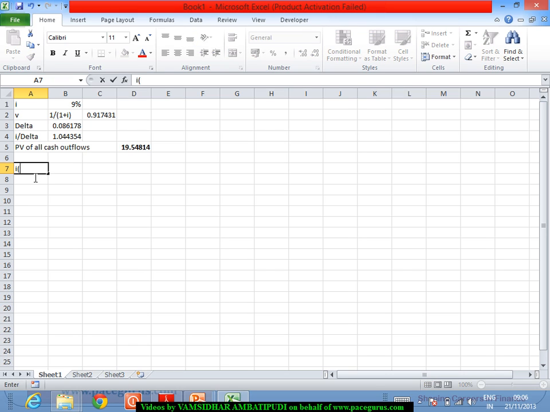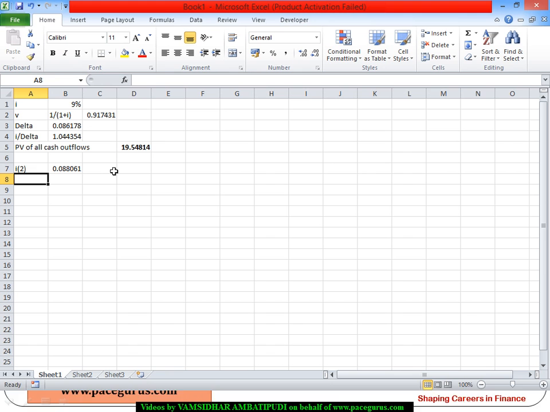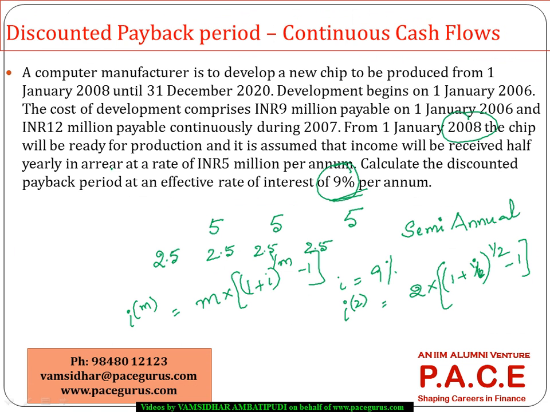Right, so I'll take the value of I2, which is coming out as 2 into (1 plus i) to the power 1 by 2 minus 1. So I2 comes out to 8.81%. That is what is I2.